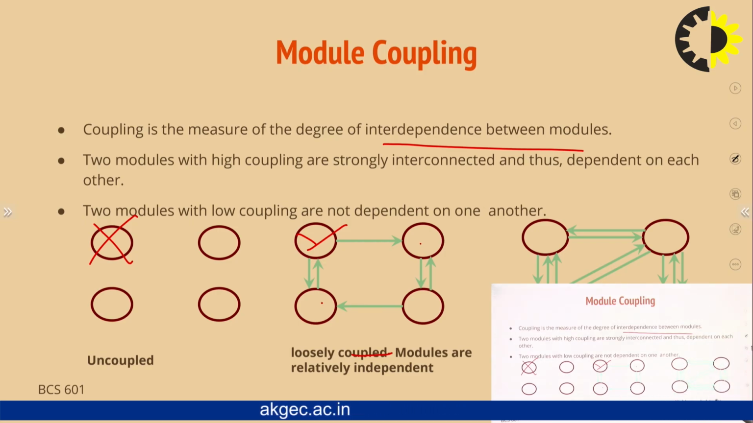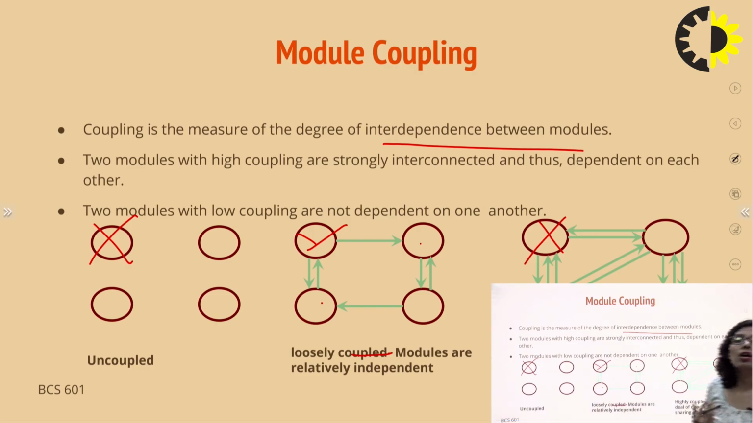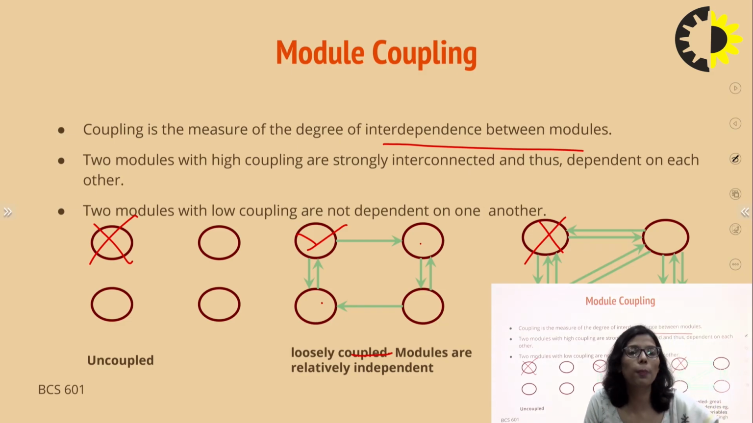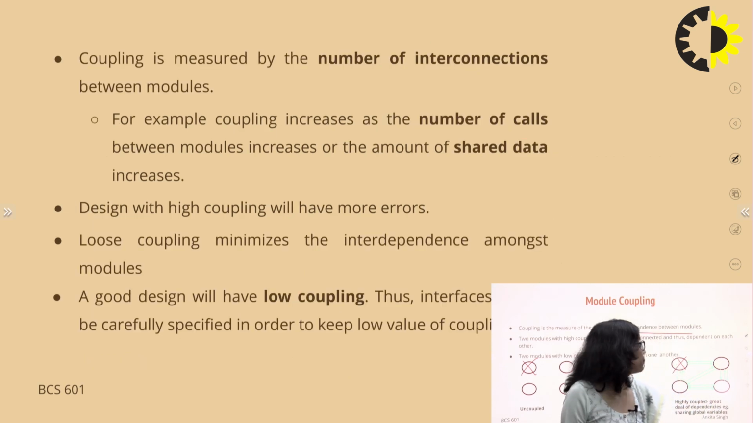Now, if I have highly coupled modules, and only one module fails, all these modules won't be able to function. So you will understand that what we require is loose coupling and not tight coupling. If we have high coupling or tight coupling, our system will not be manageable.